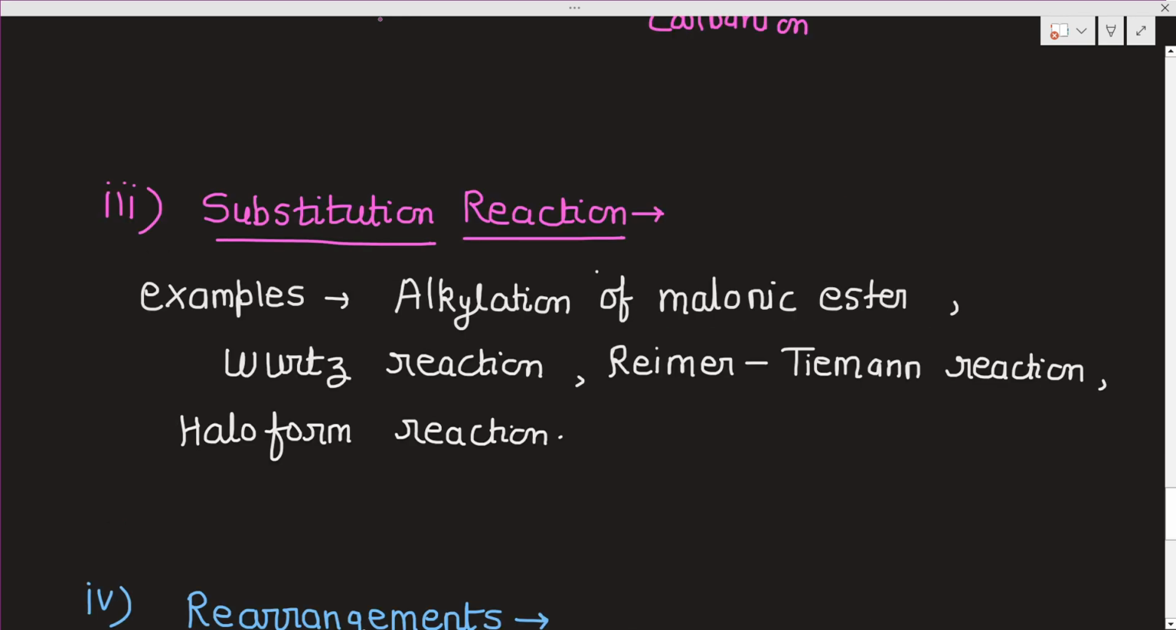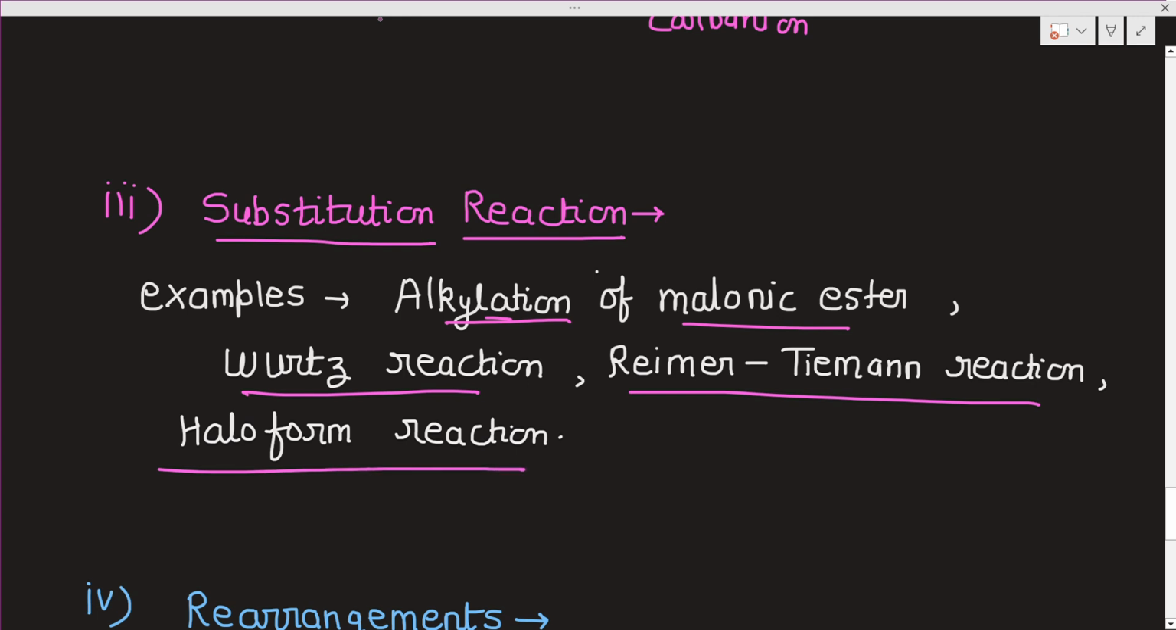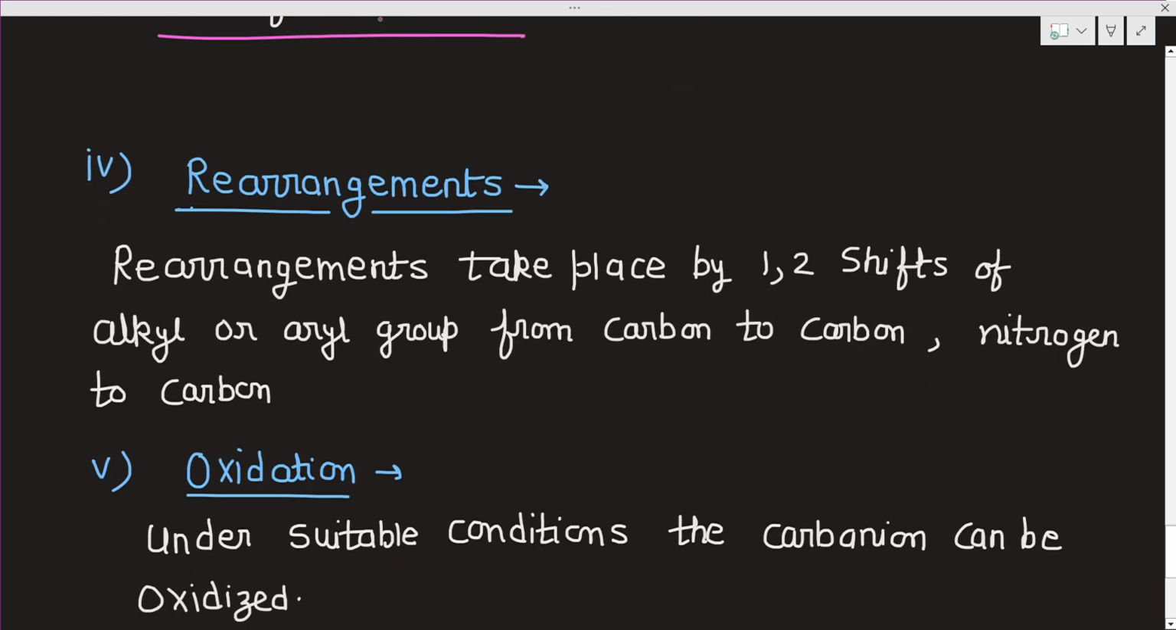The third type is the substitution reaction. For example, alkylation of malonic ester, Wurtz reaction, Reimer-Tiemann reaction, haloform reactions. These all are examples of substitution reactions with the carbanion as intermediate. Some of the rearrangements are also happening through the carbanion as intermediate. Actually, this takes place by 1,2 shift of the alkyl group or aryl group from carbon to carbon, nitrogen to carbon, etc. This type of rearrangements are happening.